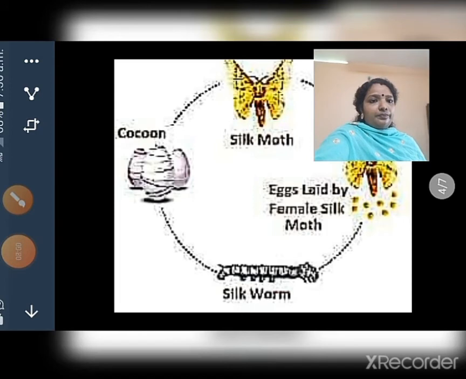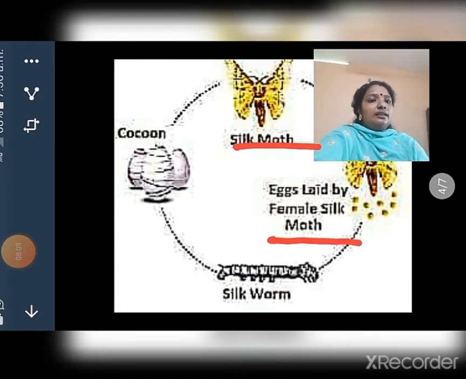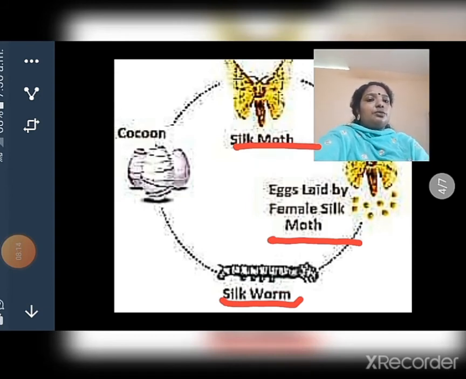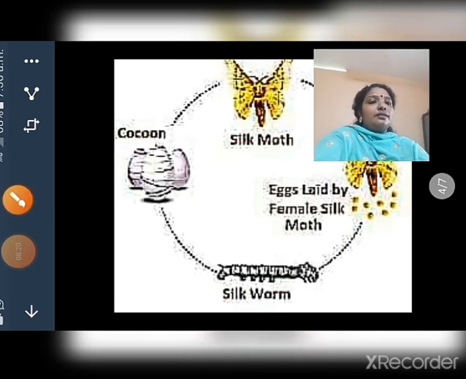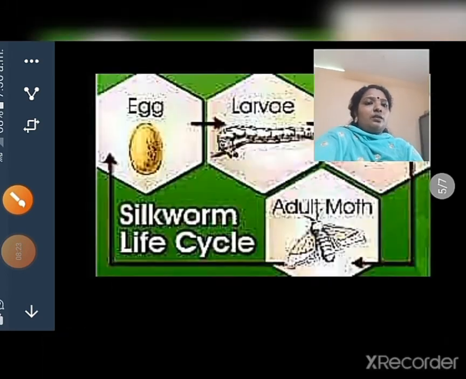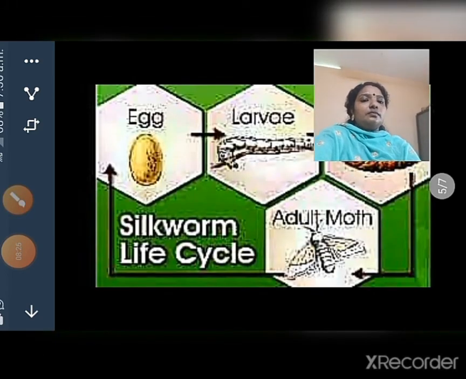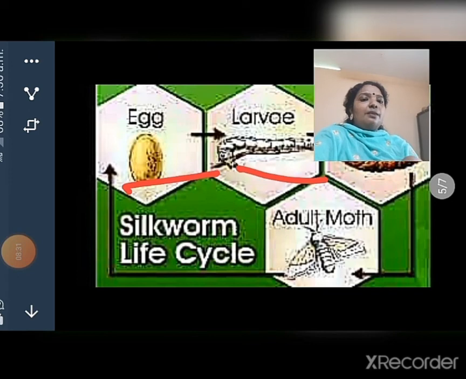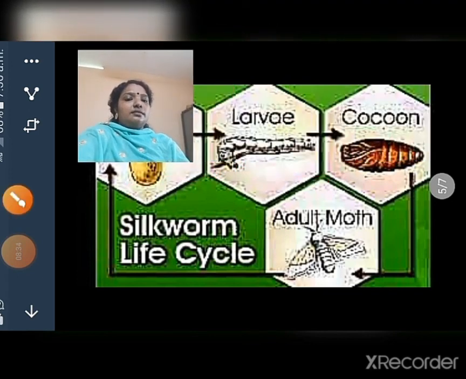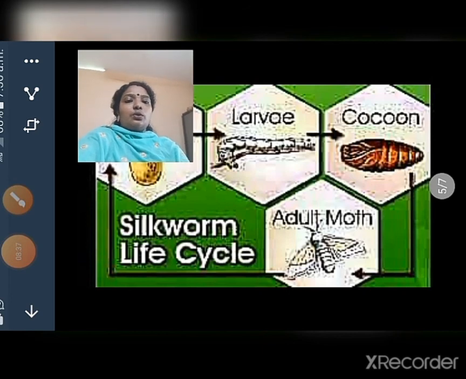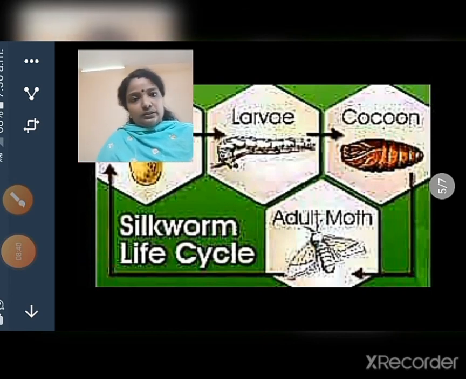All of you look at the picture given here. The silk moth lays eggs, then the silkworm or caterpillar stage, then the pupa stage, then the pupa turns into a cocoon. This cocoon at last becomes an adult silk moth. In the other picture, the female silk moth lays eggs, then it becomes a larva, then a cocoon, and in the last stage the cocoon becomes an adult moth.